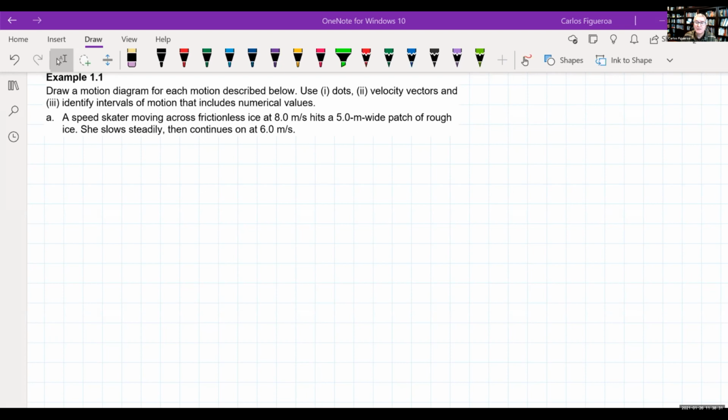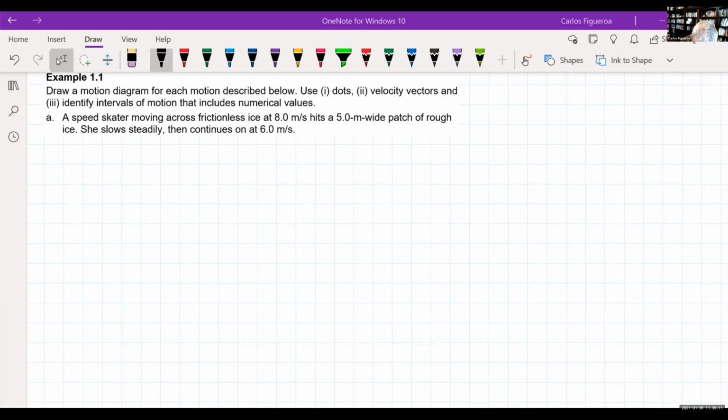So the first thing that I want to do here is A. It says a speed skater moving across frictionless ice at 8 meters a second hits a 5-meter wide patch of rough ice. She slows steadily and then continues at 6 meters per second. Now, when I'm thinking time here, I'm not calculating time. I'm only trying to get a picture of the motion here. Okay, a picture of the motion.